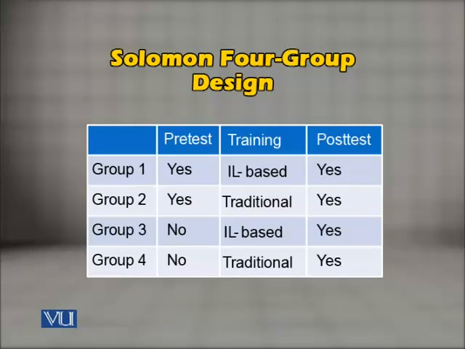Then there were group number 3 and 4, which did not receive any pretest. Group number 3 received training through integrative learning, and group number 4 through traditional methods. And then both of them were subjected to a post-test. Results from all of them were compiled, and statistical methods such as analysis of variance and analysis of covariance can be used to differentiate between the results from these groups, and to conclude whether the differences that are seen in these various groups are because of certain reasons or because of statistical chance or error.